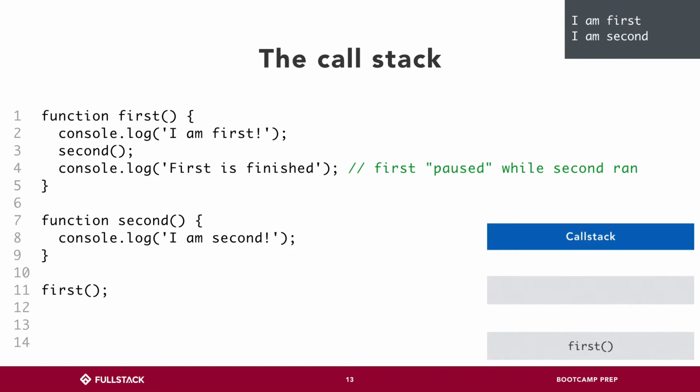And you see how first was paused while second ran. So first is still on the call stack, and now it's going to finish running. First is finished, right? And then it's going to come off the call stack. So the call stack is as high as the number of nested functions being run.